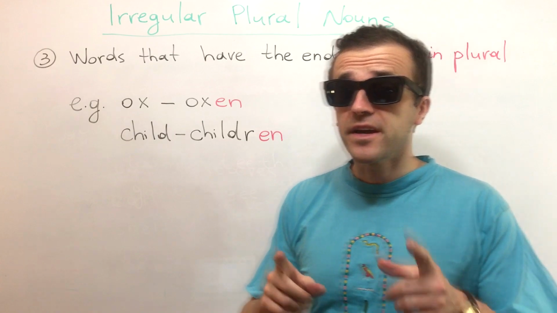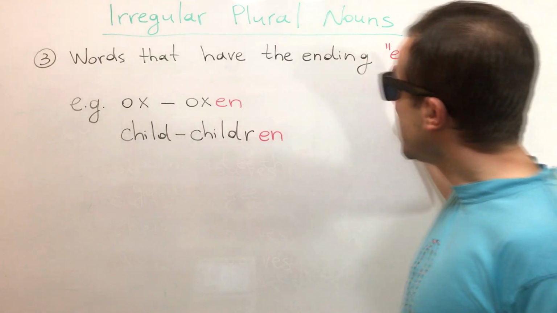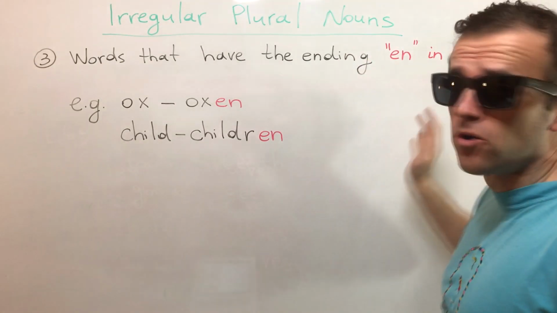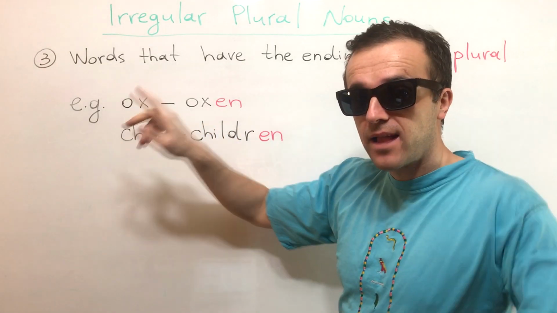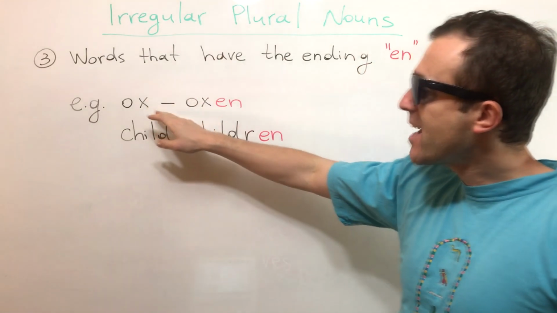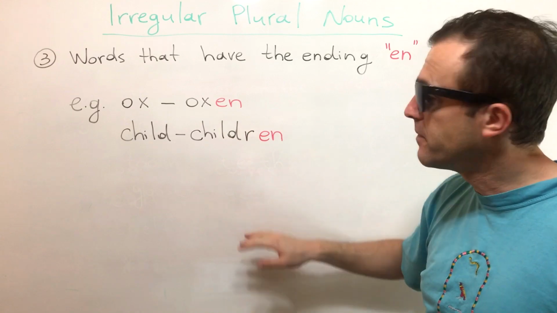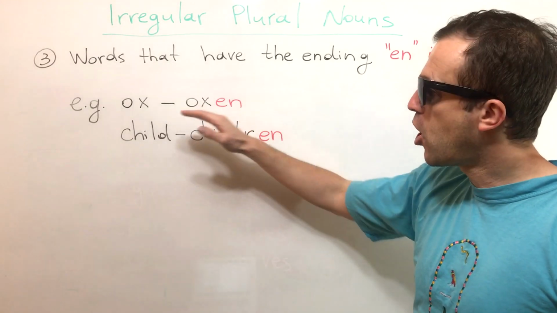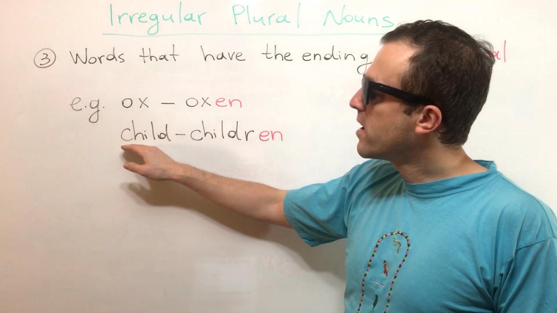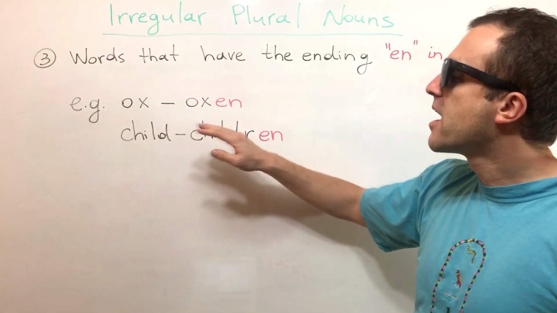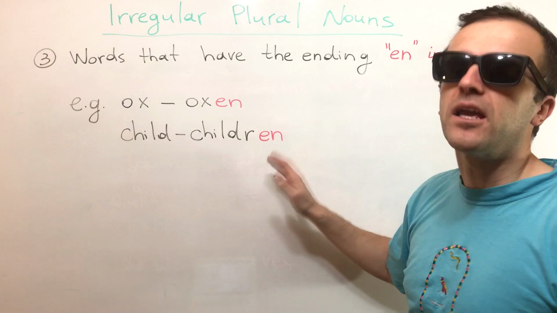The third rule is the words that have the ending en in plural. For example, ox, like a bull, has the ending en at the end in plural. Oxen, ox, oxen. And the same rule is with children. Child in singular and children in plural.